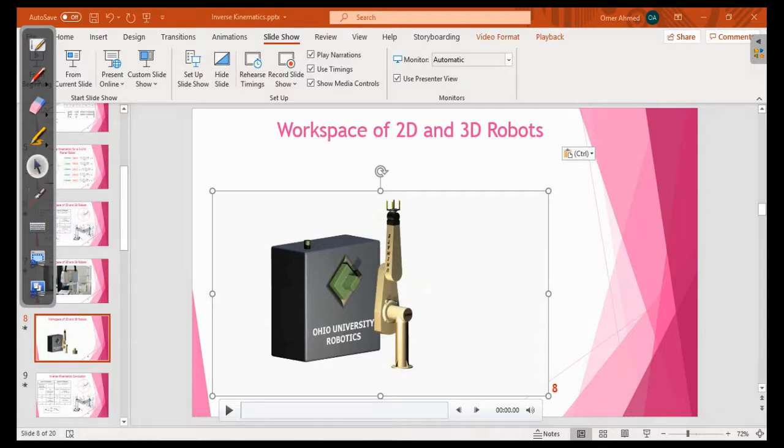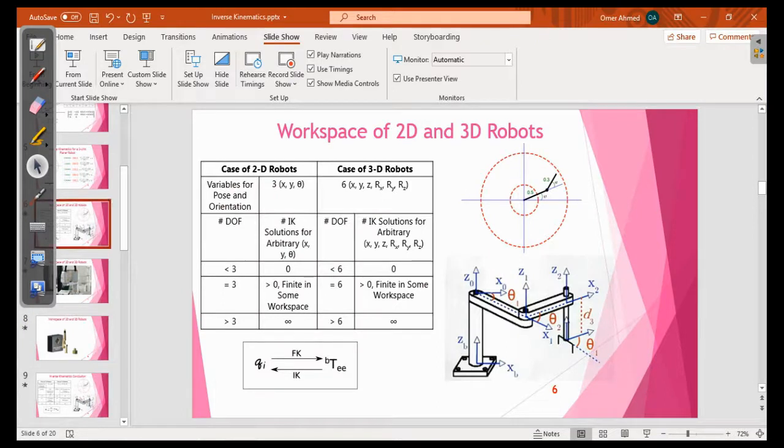This summary table shows me that if a robot arm has more than 6 degrees of freedom, then there would be some space where the number of inverse kinematic solutions would be infinite. So my human arm is a redundant robot. It has 7 degrees of freedom, so there would be some place where we can achieve our end effector pose, the pose of the hand, for example, in multiple ways, in fact in infinite ways.